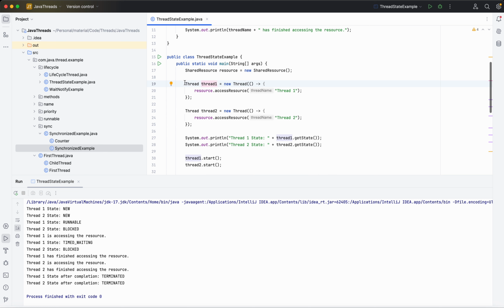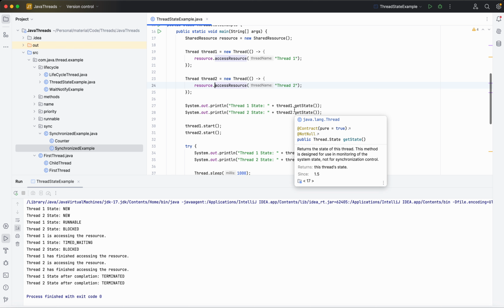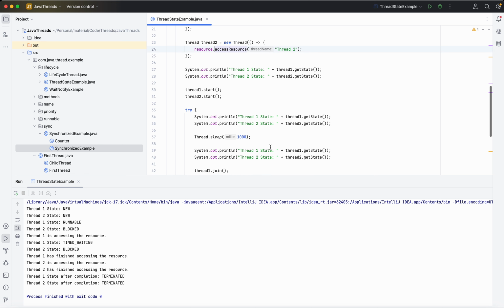So we have two threads, thread 1 and thread 2, and we have just created them. At that time both threads are in a new state. After starting, they are ready to run, so both threads will be in a runnable state. We are just waiting for some time to pick up the thread. In that time frame thread 1 or thread 2 will access the resource. The other thread will be in a blocked state.